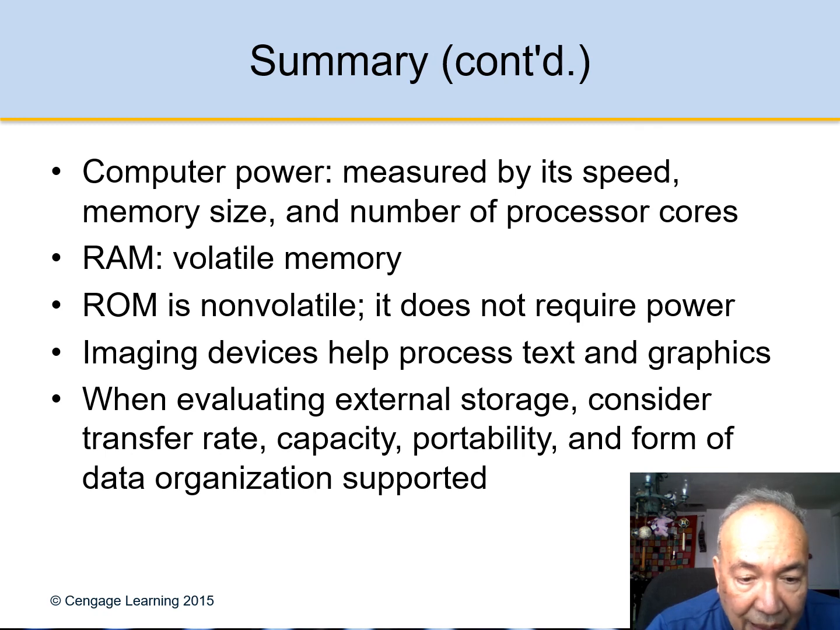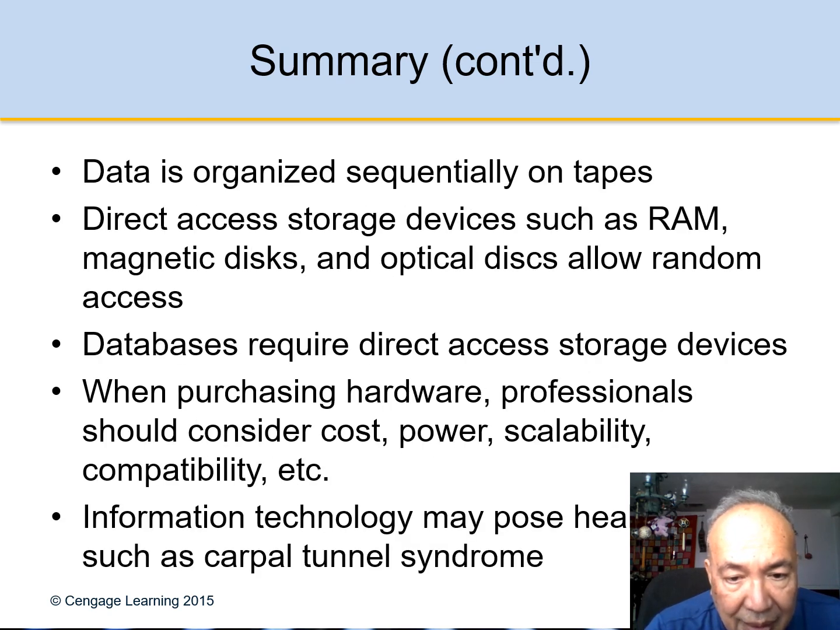Okay. And then you have the RAM, volatile memory. What's the meaning of volatile memory? Once you turn off the computer, everything on the RAM is gone. And non-volatile does not require power. When you turn on the computer, it runs on the ROM, because it has to have some instructions as to what to do if you turn it on. Okay, and then data is organized sequentially on tapes.